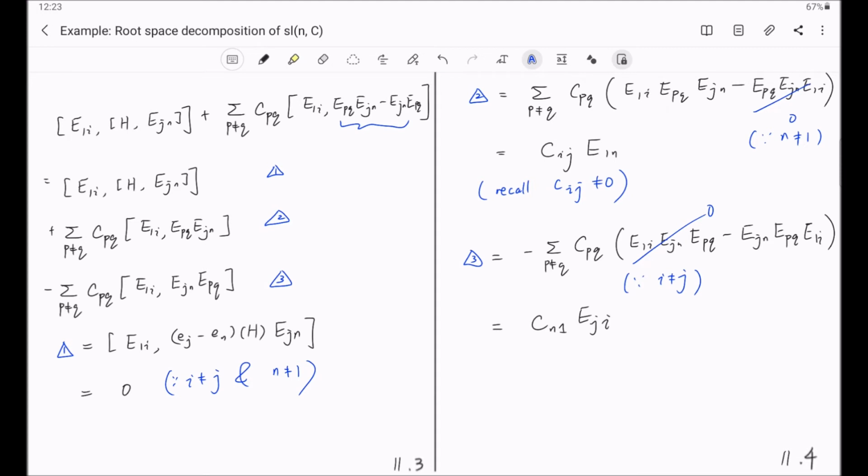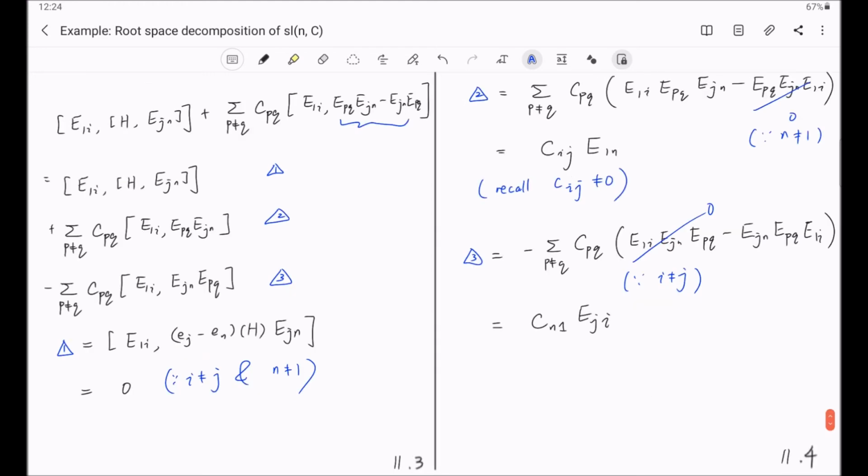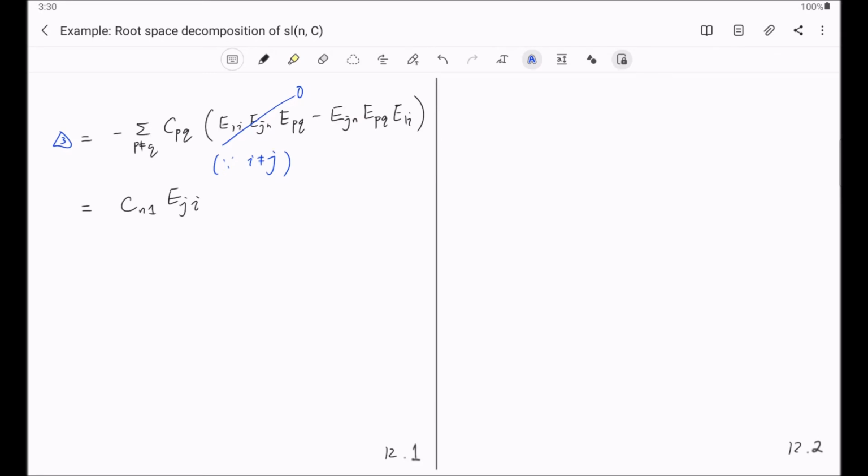And at this point, let me remind you the thing we want to prove. For this subclaim, we want to prove that this thing is a non-zero multiple of E sub 1n. Namely, we want to prove 1 plus 2 plus 3 is a non-zero multiple of E sub 1n. This thing is good. This is a non-zero multiple of E sub 1n. But this guy could be a little bit annoying. And now let's see how to deal with this part. There will be two cases to consider for part 3.